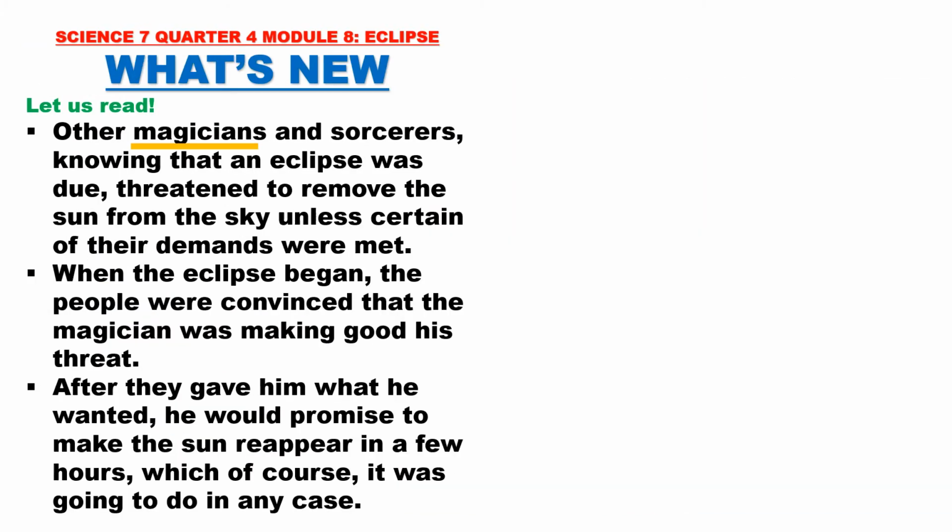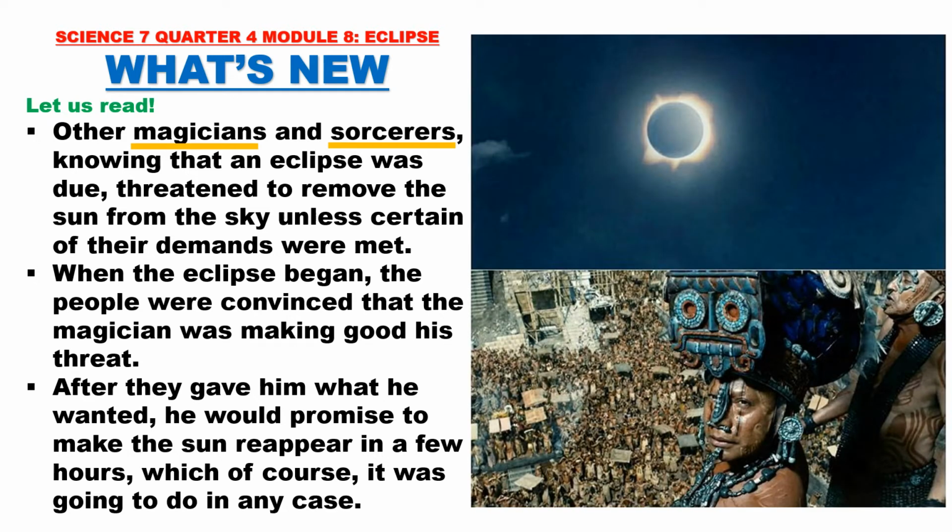Other magicians and sorcerers, knowing that an eclipse was due, threatened to remove the sun from the sky unless certain of their demands were met. When the eclipse began, the people were convinced that the magician was making good his threat. After they gave him what he wanted, he would promise to make the sun reappear in a few hours, which of course it was going to do in any case.